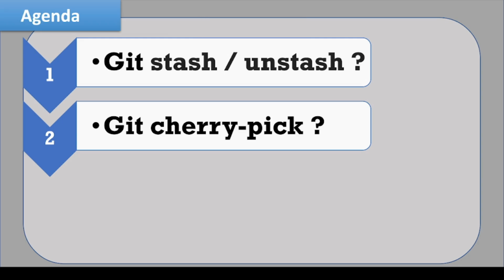Hello developers, welcome to this new video, and in this video we will talk about two very powerful concepts of Git. The first one is stash and unstash. The second is how do we perform cherry pick operation in Git. So let's get started.